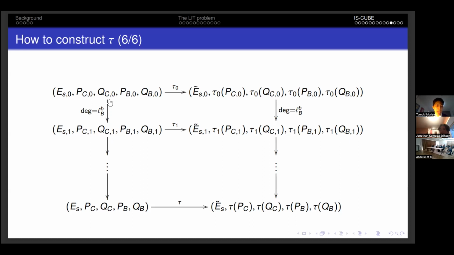So we can compute the parallel isogenies of degree LB to B, and we can obtain the image points of random bases. Repeating this procedure, finally we get the random curve E0 and random bases PC, QC, PB, QB, and the image of the isogeny tau. So by using this method, we can randomize the starting curves.